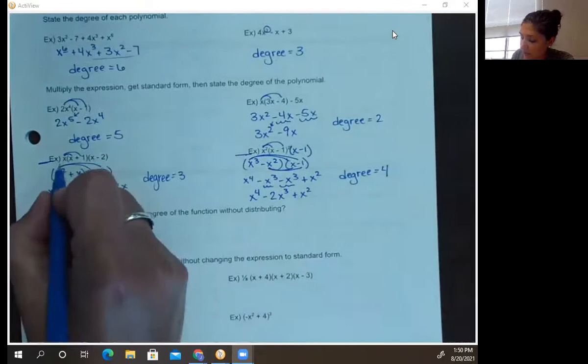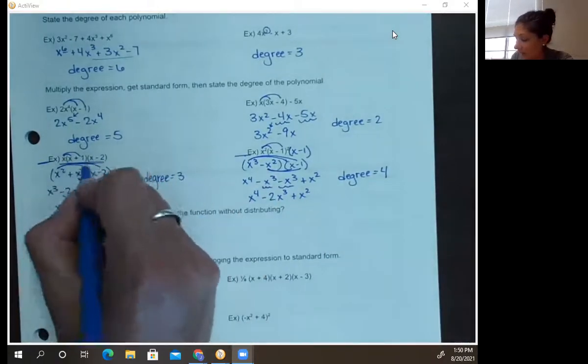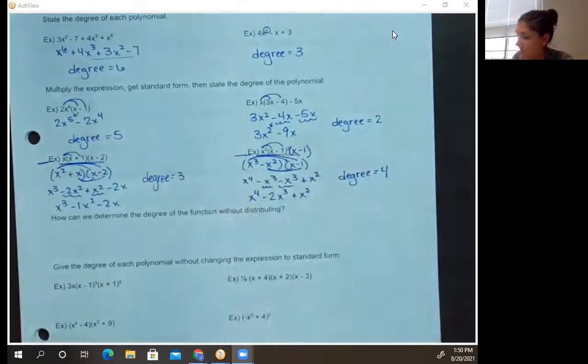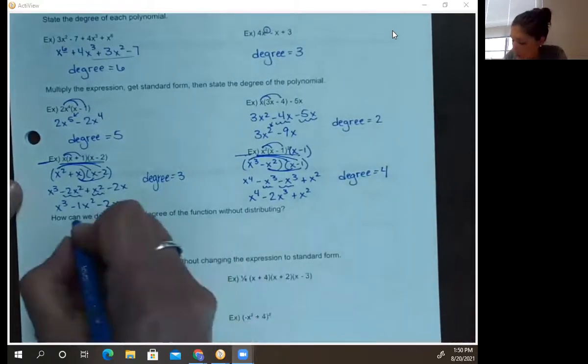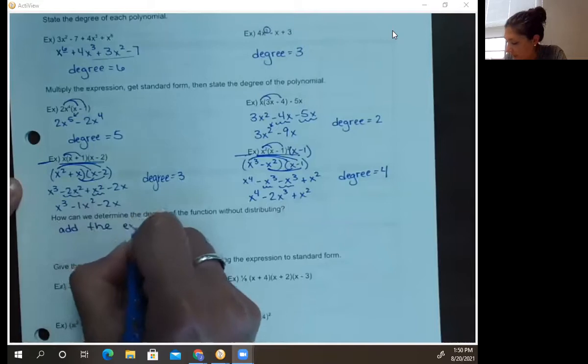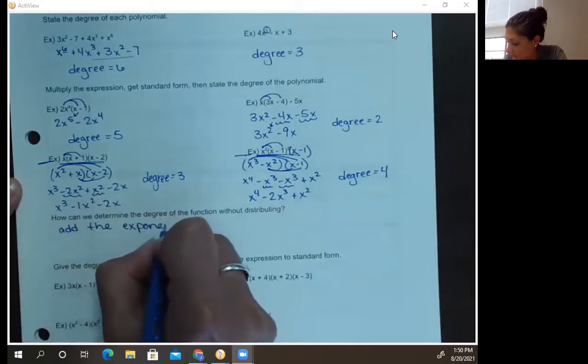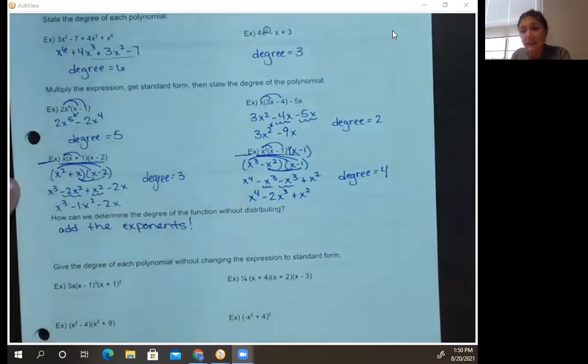If I have what we call factored form, remember from algebra 1, we called this factored form. If I have a polynomial in factored form, I can actually find the degree of that function without having to distribute. So to find that degree without distributing, I just need to add the exponents. So let's take a look at that with these two problems.